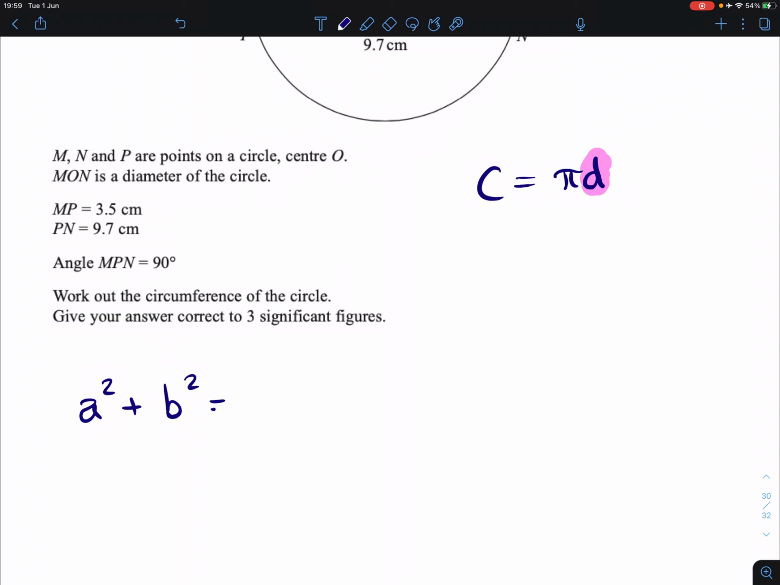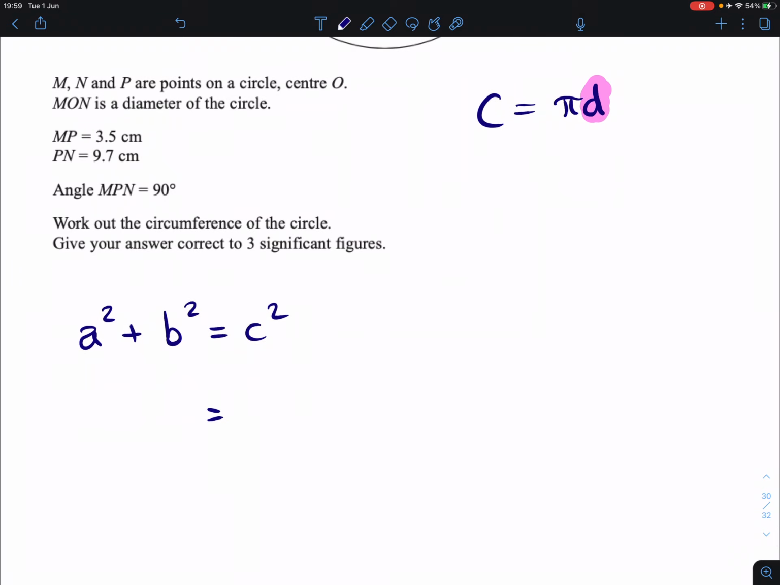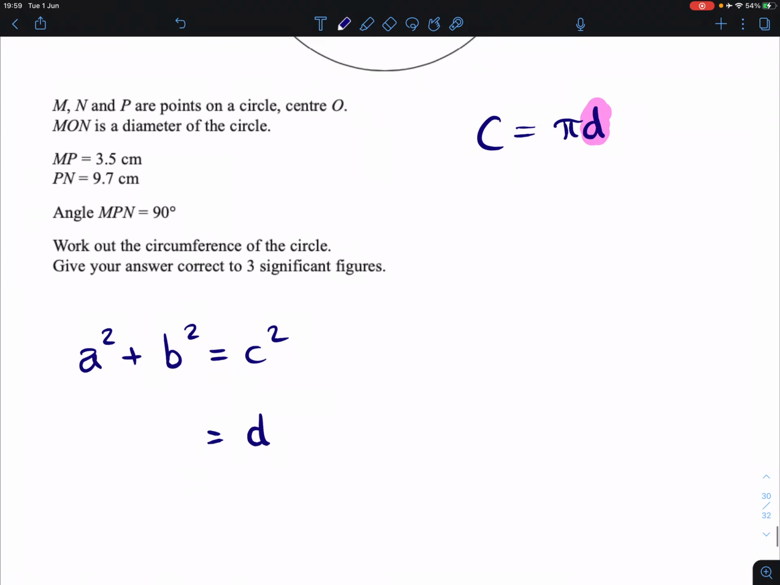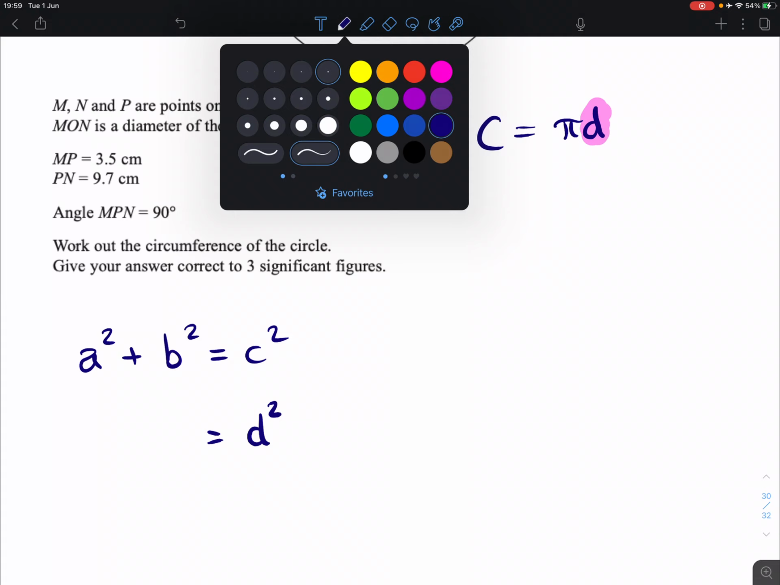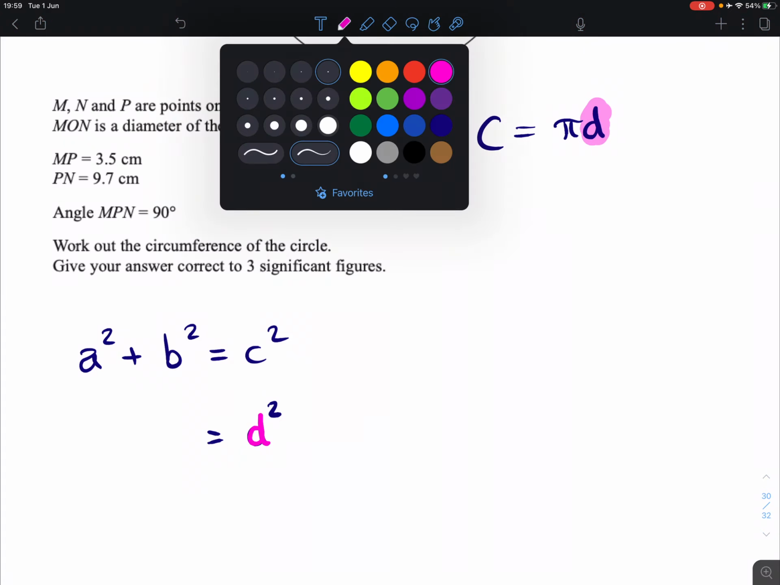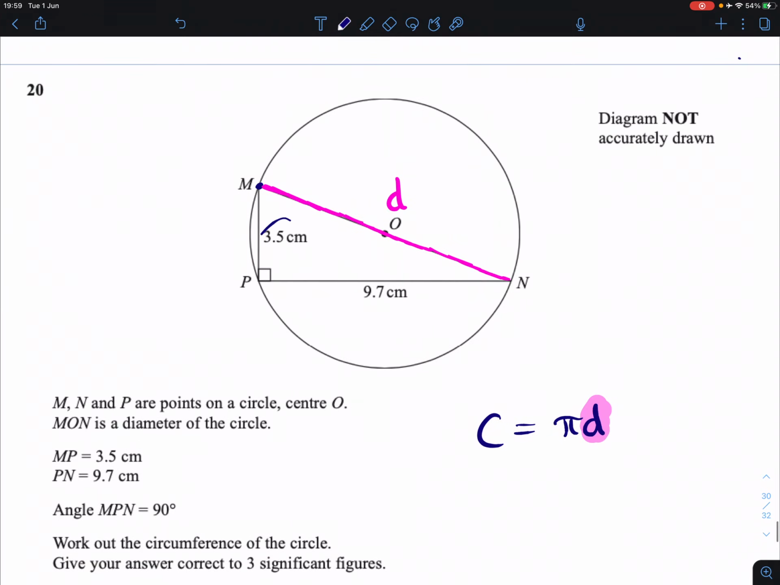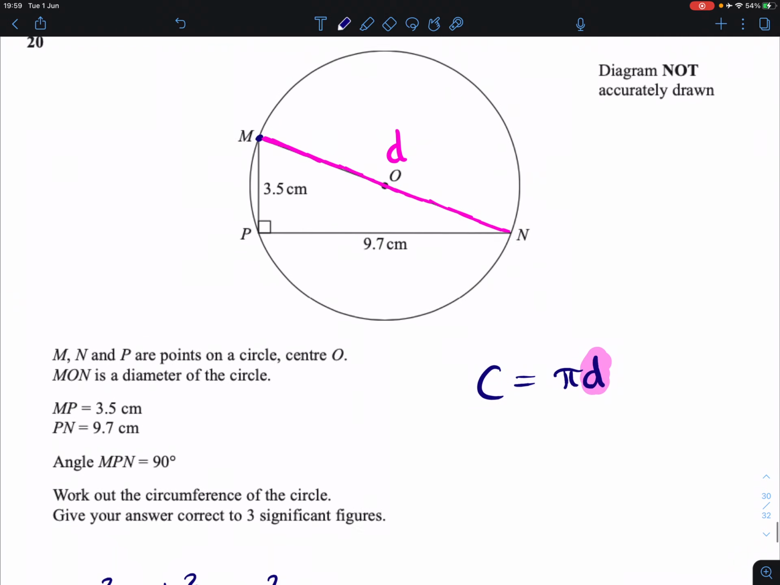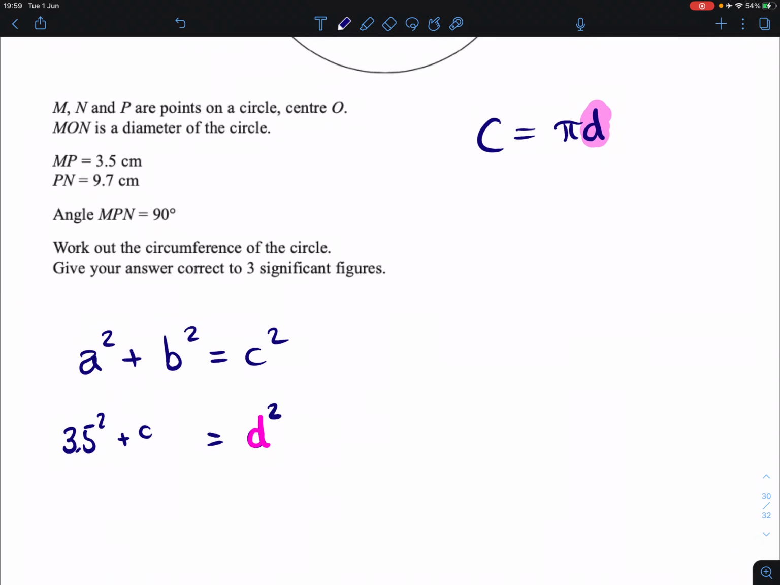So a squared plus b squared equals c squared, where c is the hypotenuse. Now, not to confuse, c we're going to call d because that's the diameter here. So d squared is what will be in place of that. A and b, it doesn't technically matter which way around you put it, but I always recommend putting a first as the smallest one. Just helps you remember that c's got to be the biggest side. So we have 3.5 squared plus 9.7 squared.